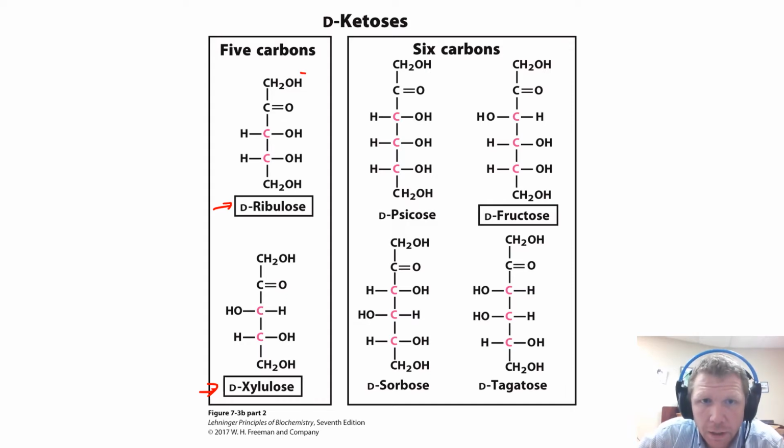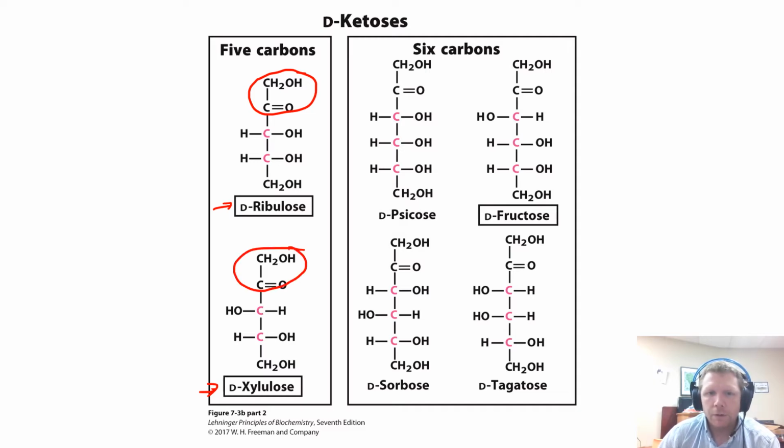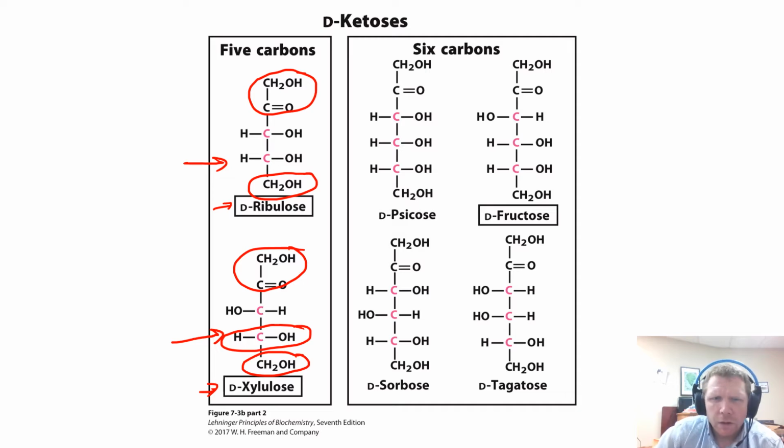What's similar is carbon number 2 and carbon number 1, identical. Carbon number 5 would be identical. Carbon number 4 is going to dictate whether or not we have a D sugar. And so that's arguably something we don't have to worry about. And so I'm going to go ahead and scribble all these out. The only one that we kind of care about is carbon number 2.